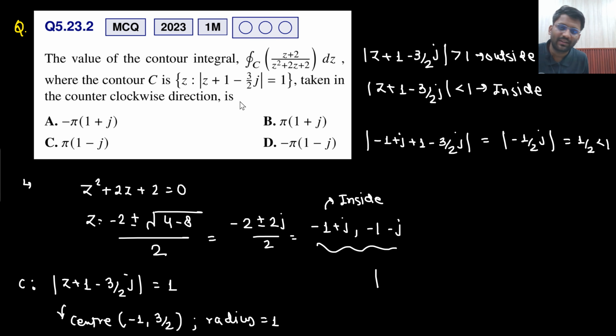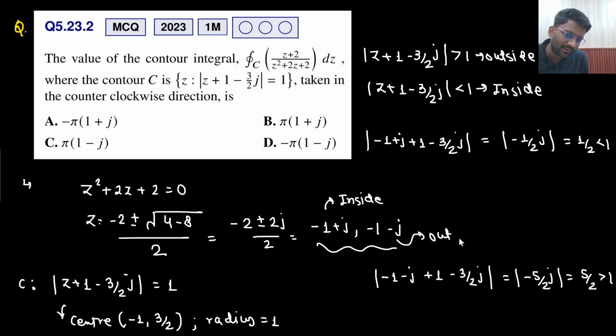What about the other point? Other point is minus 1 minus j. Then plus 1 minus 3 by 2j. So what you are getting? 1 and minus 1 will get cancelled out. Minus 5 by 2j. What is the answer you are getting? 5 by 2, which is greater than 1. What does that mean? This is lying outside. So only one point is lying inside, which is this point.